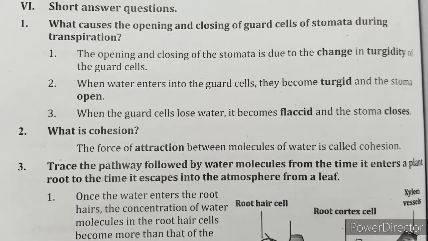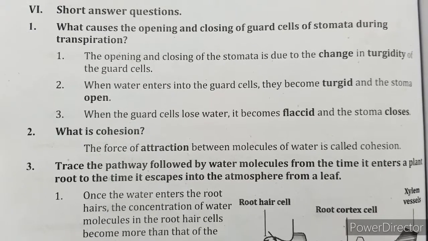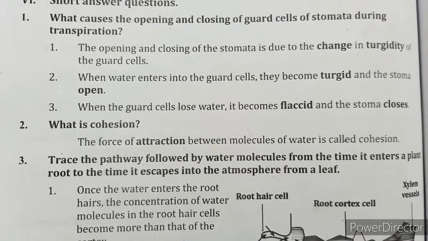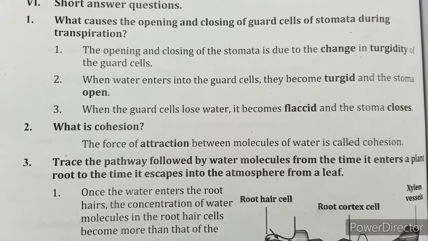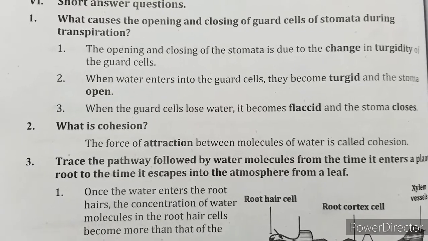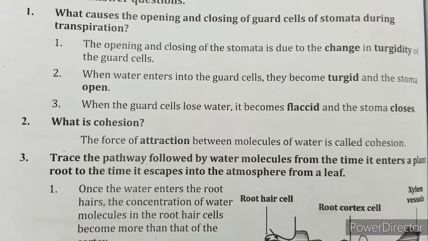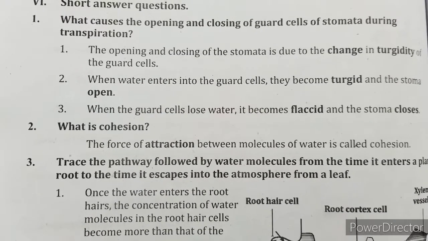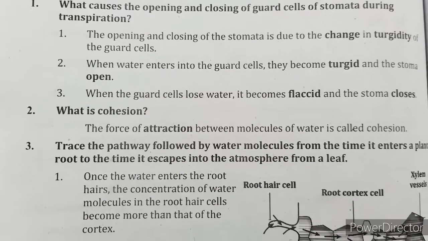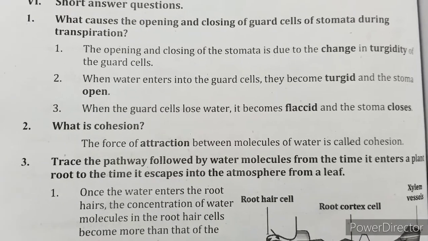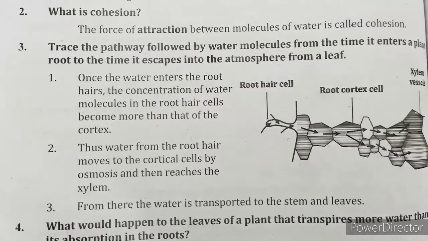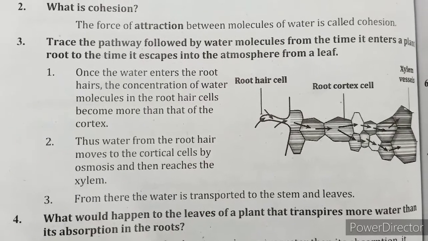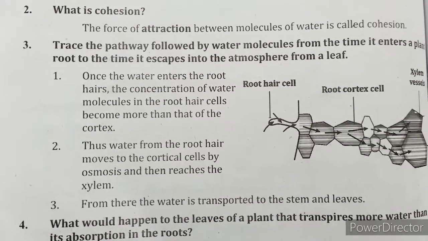Short answer question. What causes the opening and closing of guard cells of stomata during transpiration? The opening and closing of the stomata is due to the change in turgidity of the guard cells. When water enters the guard cells, they become turgid and the stomata open. When the guard cells lose water, they become flaccid and stomata close. What is cohesion? The force of attraction between molecules of water is called cohesion.